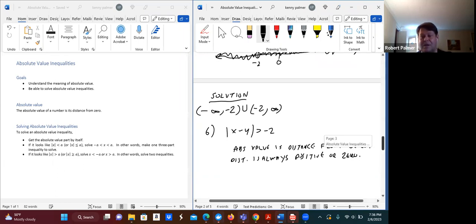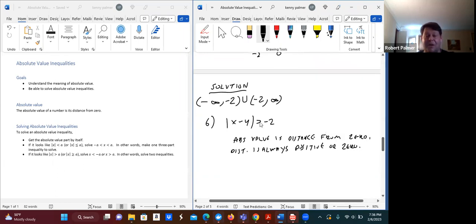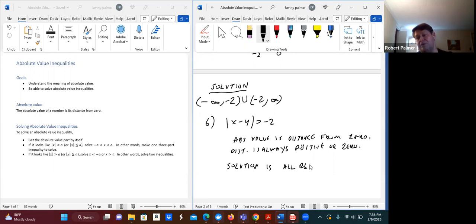What this says is the absolute value of something is greater than a negative number. It turns out that's always true. So here, our solution is all real numbers, because whatever this is, its distance from zero is always going to be greater than -2, because distance always has to be either positive or zero. And zero is greater than -2, and any positive number is always greater than -2. And that's our solution.